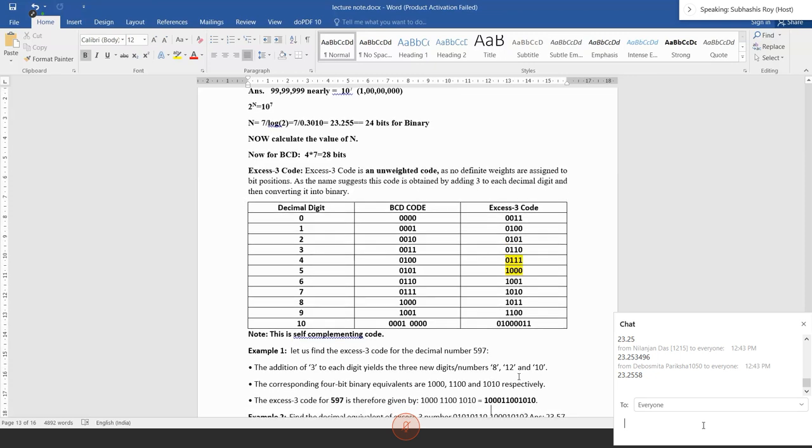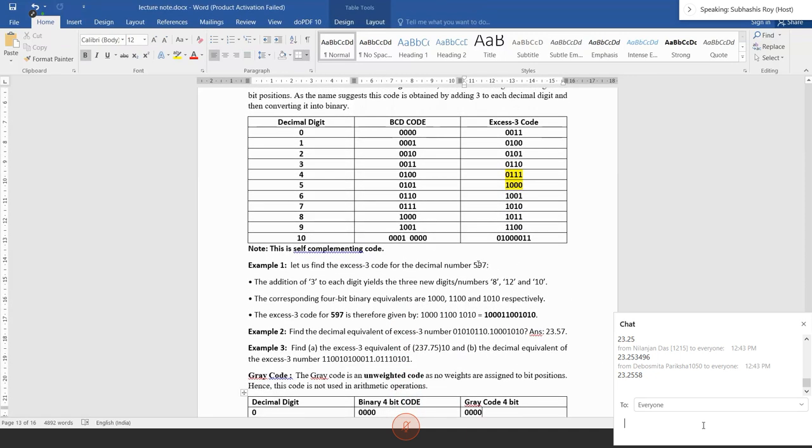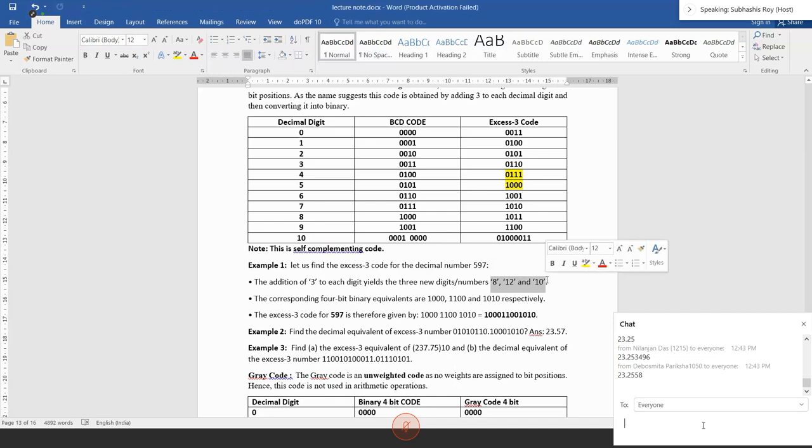Similar to this, if a number is 597, you need to add excess 3 to each digit. 5 plus 3 is 8, 9 plus 3 is 12, 7 plus 3 is 10. So you are getting these three valid digits for excess 3 code. This is the combination for 8, this is the combination for 12, this is the combination for 10. Don't get confused here, it is a little confusing. Since this is 12, we again need to represent it in 4-bit combinations. Now this is the number you are getting, this is the final combination.